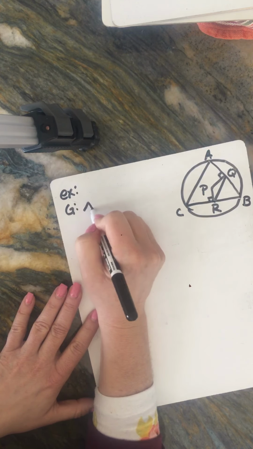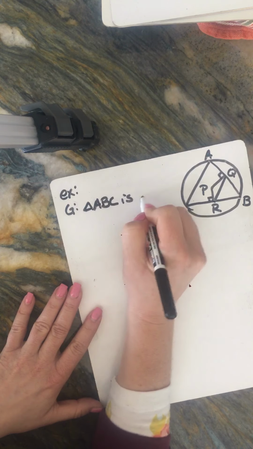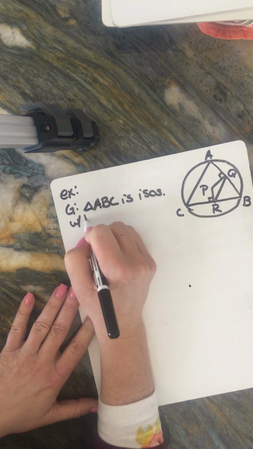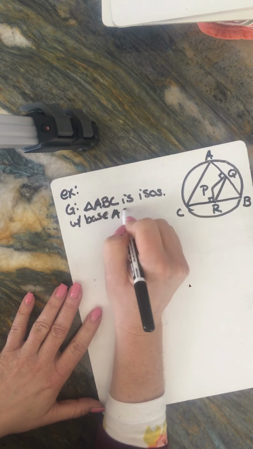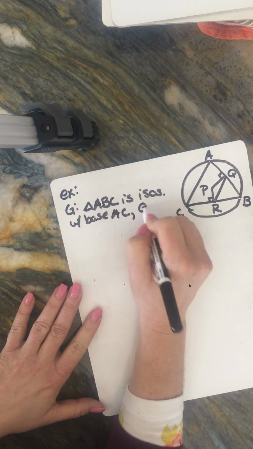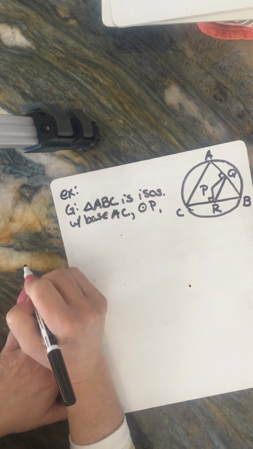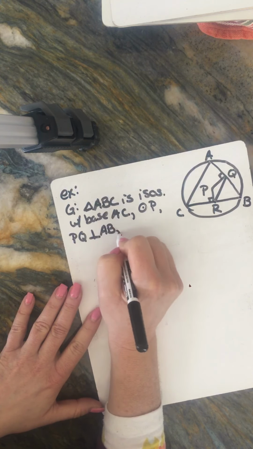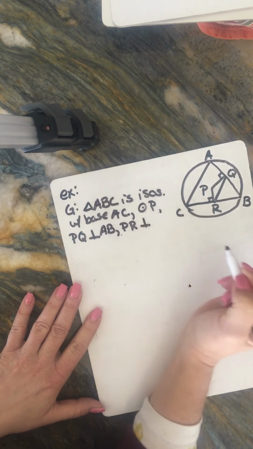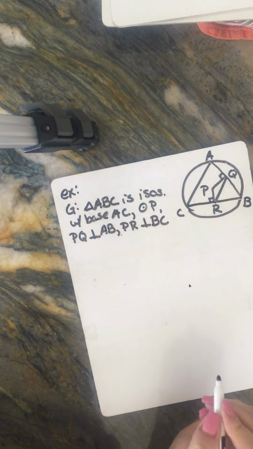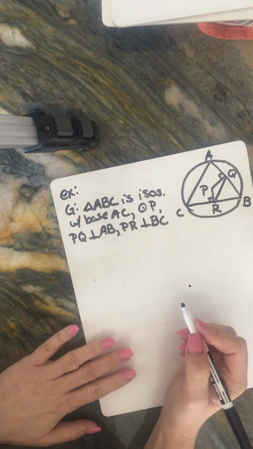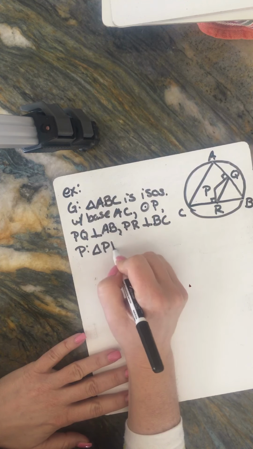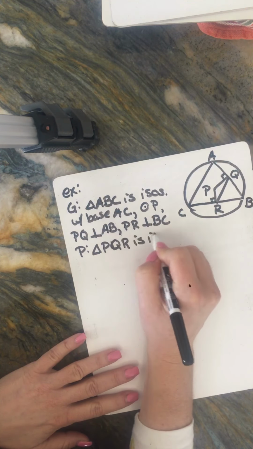So we are given triangle ABC is isosceles, and the base is AC. We're also given circle P, and PQ is perpendicular to AB, and PR is perpendicular to BC. Excuse me. We're going to prove that triangle PQR is isosceles.